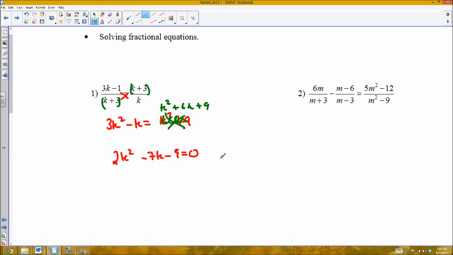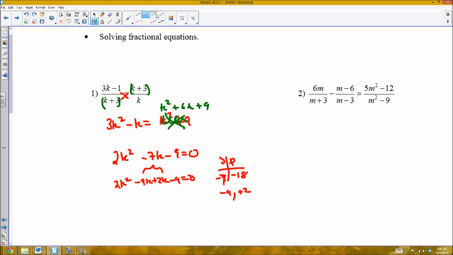I'm going to try to factor that, so I'm looking for a sum and a product here. The product will be 2 times negative 9, which is negative 18, and the sum is negative 7. 2 numbers that do that for me are negative 9 and positive 2. So I'm going to do this time by the AC method. So I'm going to split my middle term into minus 9k plus 2k. Again, those coefficients come from these two numbers. I'm going to bring down my other terms, so that's 2k squared and minus 9 equals 0.